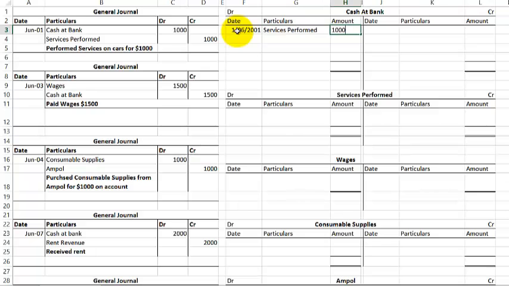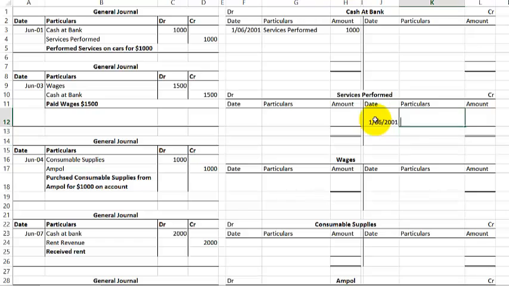You can see there that I've debited the cash at bank account for $1,000. There it is, cash at bank, debit. The other side of the equation is services performed, which is the next account. I've been asked to put that on the credit side. So over here, again, the same date.